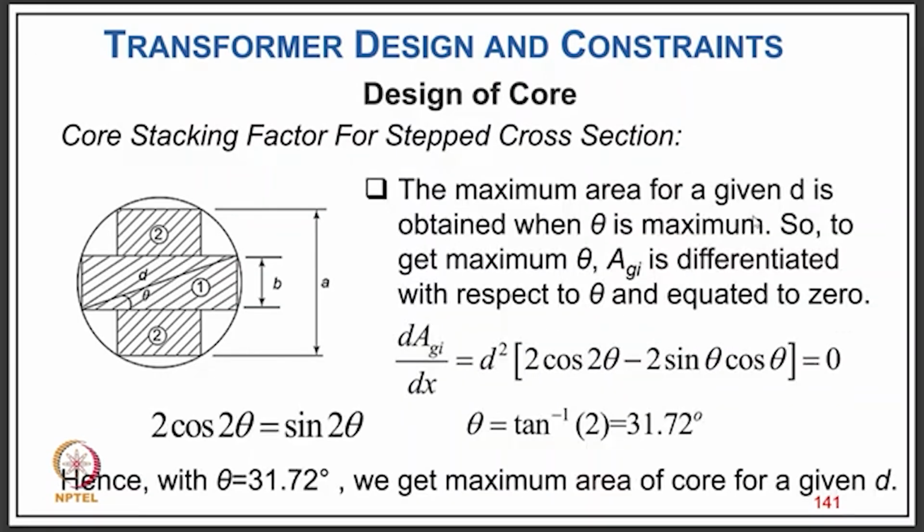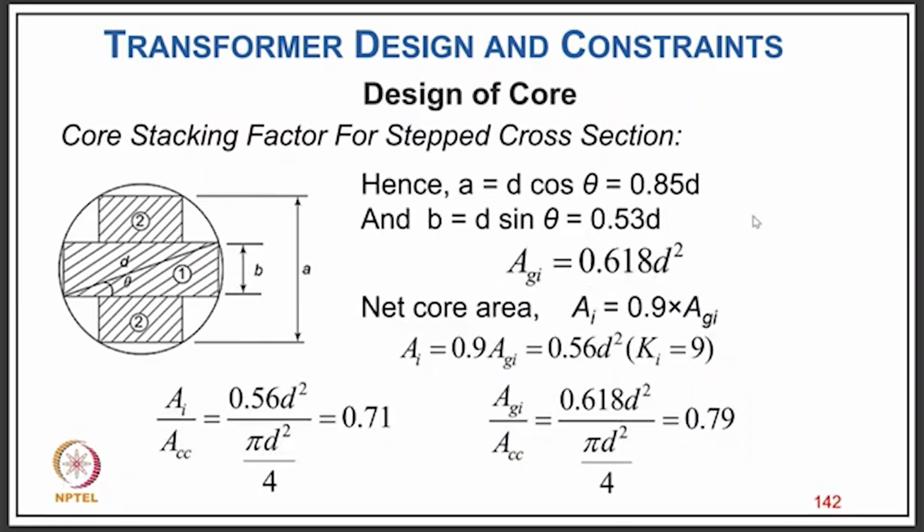So now the maximum area for a given D is obtained when theta is maximum. So to get maximum theta, AGI is differentiated with respect to theta equal to zero. So dAGI by dθ equals D square in bracket 2 cos 2 theta minus 2 sin theta cos theta equal to 0. So theta comes from here. So 2 cos 2 theta equal to sin 2 theta. So theta becomes tan inverse 2. That becomes 31.72 degree. For that theta, we get the maximum area of the core for a given D.